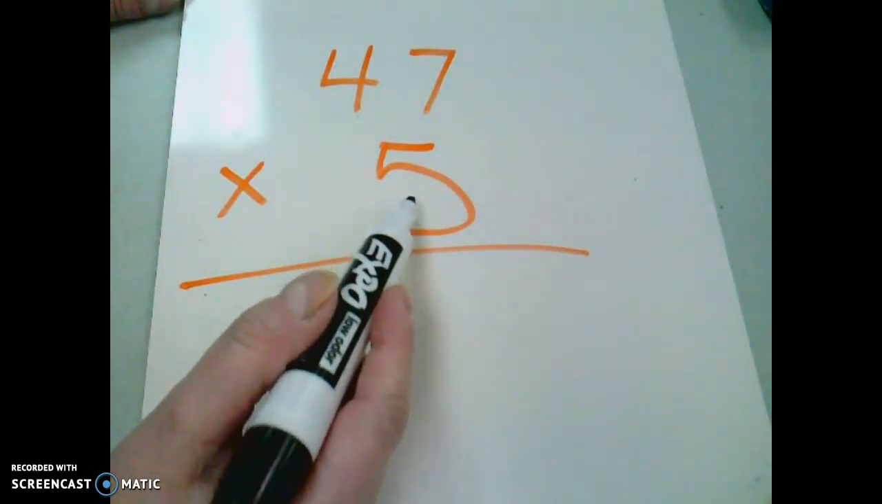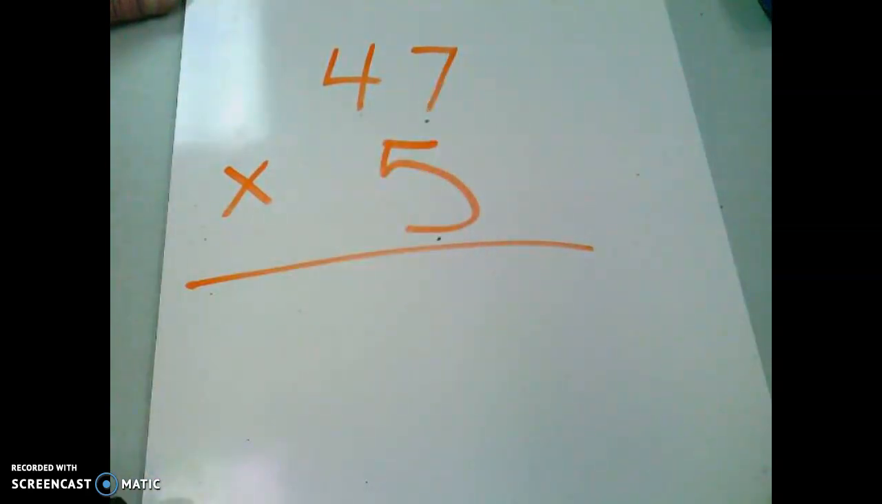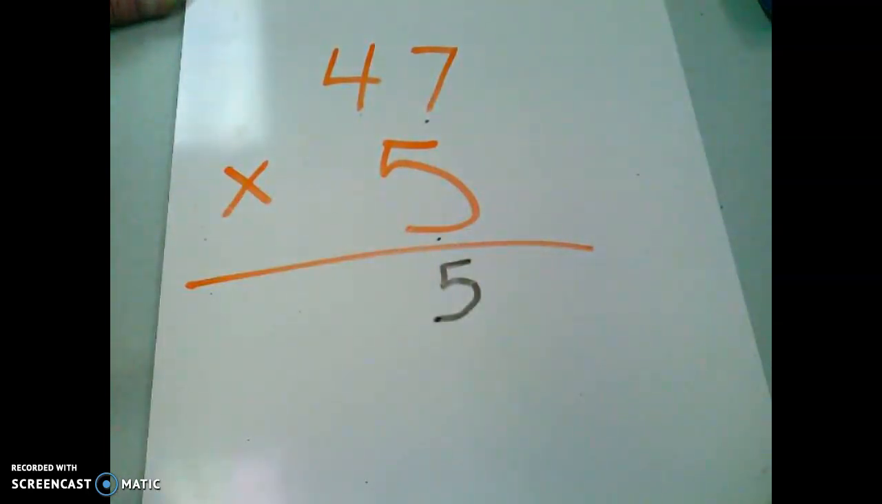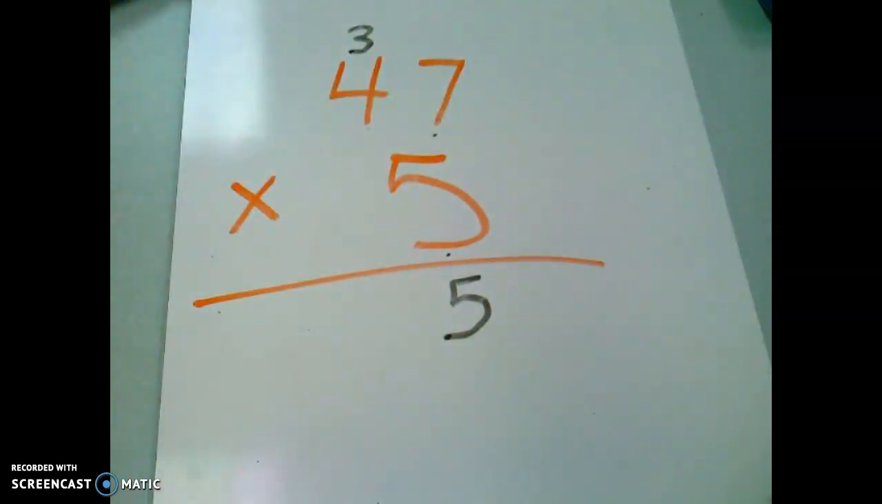So I'm going to multiply my one number here by the number right on top of it. So 5 times 7 I know is 35. It's kind of like adding then. I put my 5 here, and I'm going to carry my 3 up here.